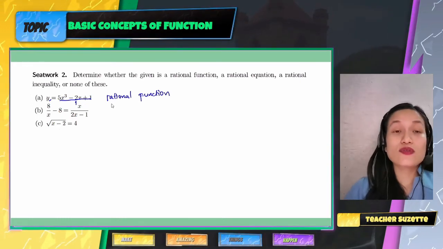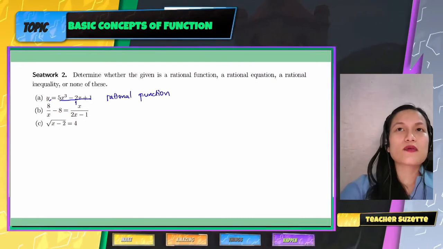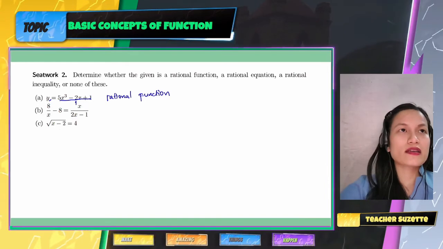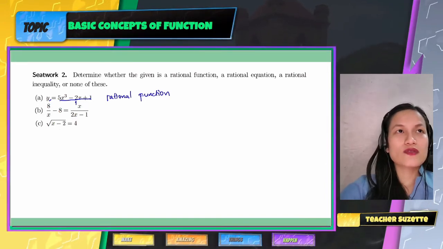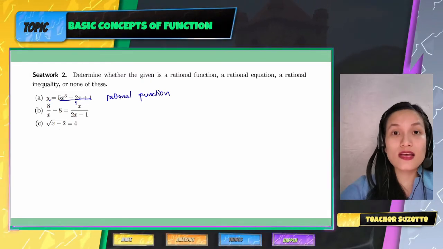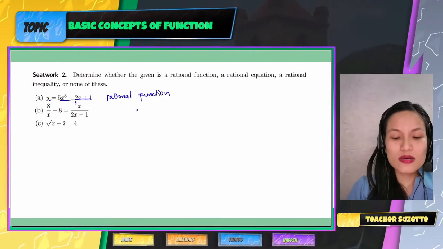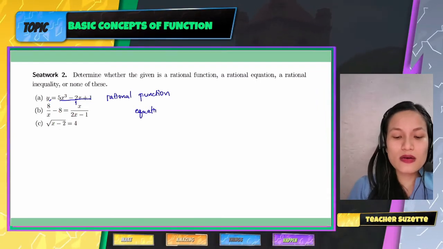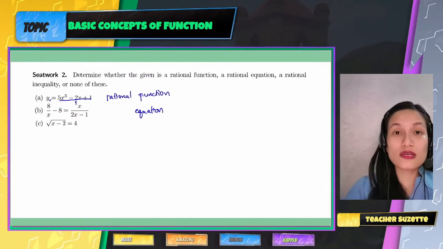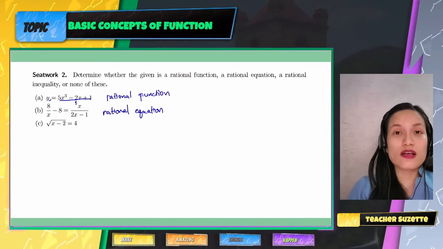Next, let's go to letter B. Letter B is an example of a... Let's check part by part. You have 8 over x minus 8 equal to x all over 2x minus 1. Obviously, this is an example of an equation. Is it rational, ma'am? Obviously, all the terms of your equation are rational. So, therefore, this is an example of a rational equation.